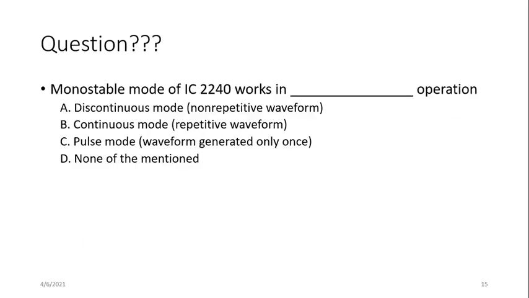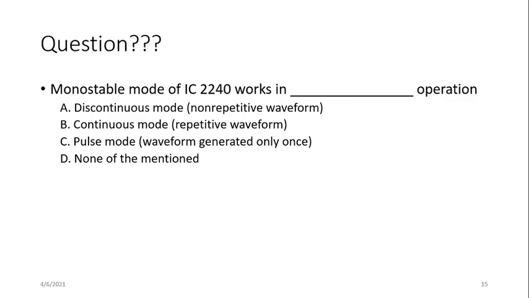Now, question time. The question is: monostable mode of IC 2240 works in dash operation. A, discontinuous mode, that is non-repetitive waveform. So is it generating the waveform in the monostable mode? B, continuous mode, that is repetitive waveform. C, pulse mode, waveform generated only once. And D, none of the mentioned.